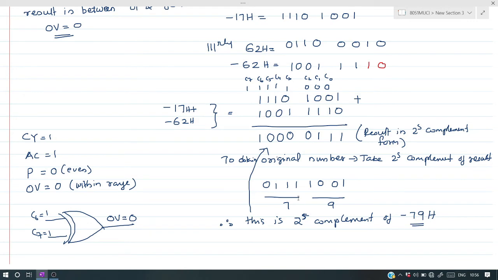That means the MSB in the result indicates the exact sign in signed arithmetic. If the MSB is 0, it indicates a positive number. In the second case, the MSB is 1, so it indicates the result is negative.